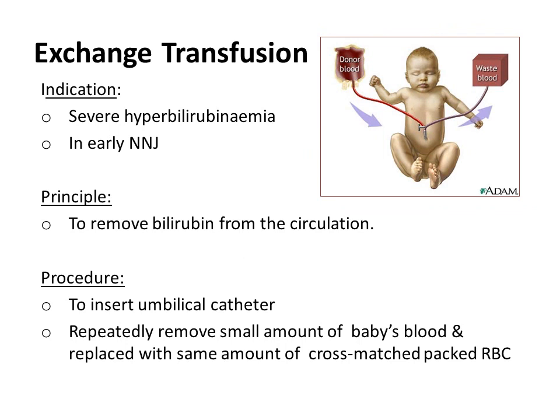Exchange transfusion is an invasive treatment procedure reserved for severe hyperbilirubinemia in early neonatal jaundice. The principle of this treatment is direct removal of bilirubin from the circulation. The procedure involves insertion of an umbilical catheter, repeatedly removing a small amount of the baby's blood via this catheter and replacing it with the same amount of cross-matched packed red blood cells. Follow-up with hearing and neurodevelopmental assessment is needed.